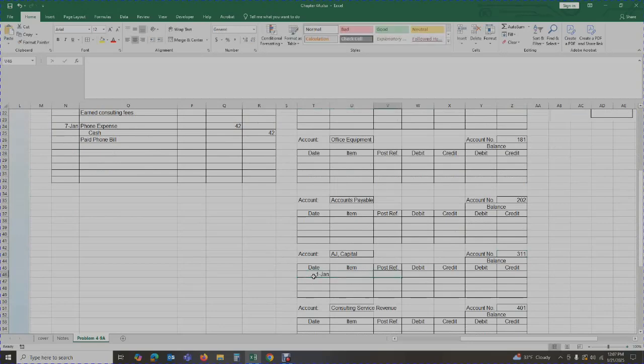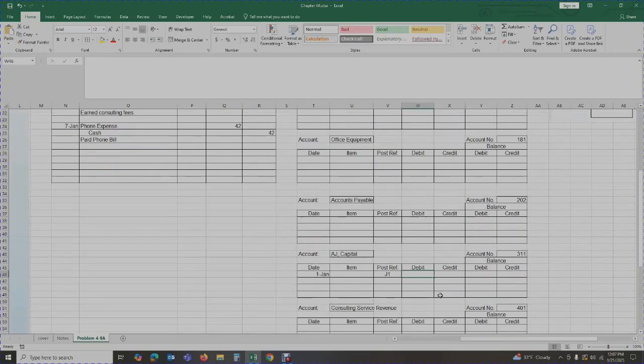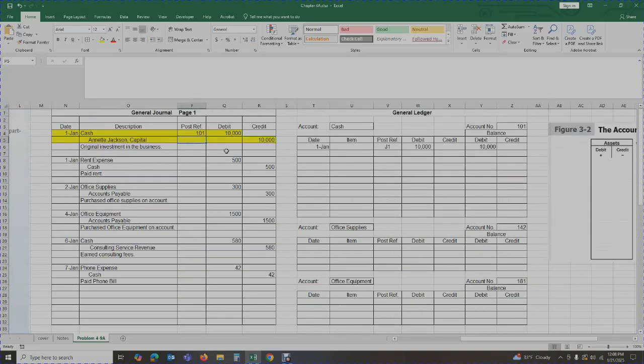Okay, item is left blank. This is journal 1. Okay, and for this transaction, I have a credit of $10,000. So if you have a transaction with a credit of $10,000, what is your ending balance as of January the 1st? That would be a credit of $10,000. Okay, there we are. Now this is account number 311. I'm going to go back to my journal and enter account number 311. Okay, so both of those transactions have been posted to the respective ledgers.